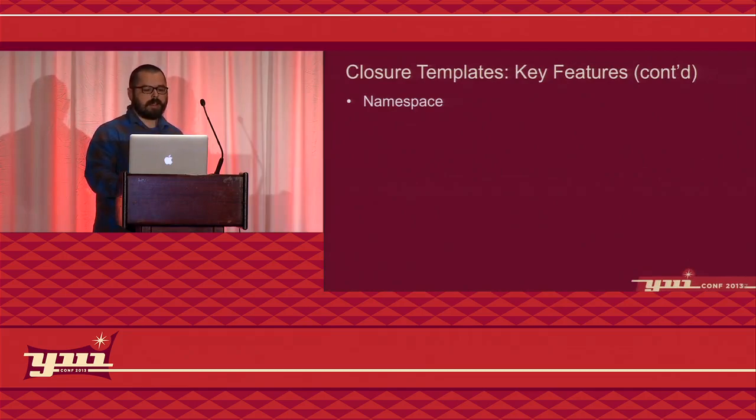Namespacing. Closure has this concept of namespace where each soy file defines its own namespace. That works really well with YUI type modules because you can have a single soy file with multiple templates, and they all compile out to one, what we call a template module.